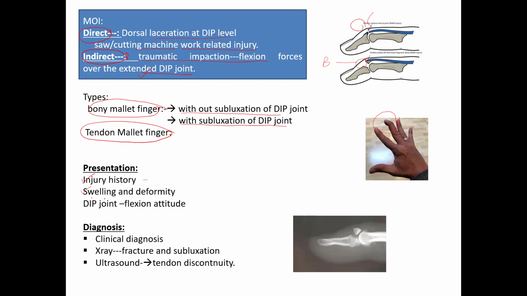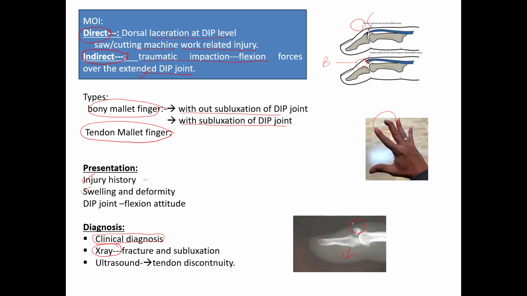How will you diagnose? The clinical diagnosis is mallet finger when you examine clinically. But whether it is a bony mallet finger or it is affecting the tendon, unless you take the X-ray, you don't know. So when you take the X-ray, you need to look for two things. One is the fracture. The other is if there is any subluxation of the joint or displacement of the distal phalanx at the distal interphalangeal joint.